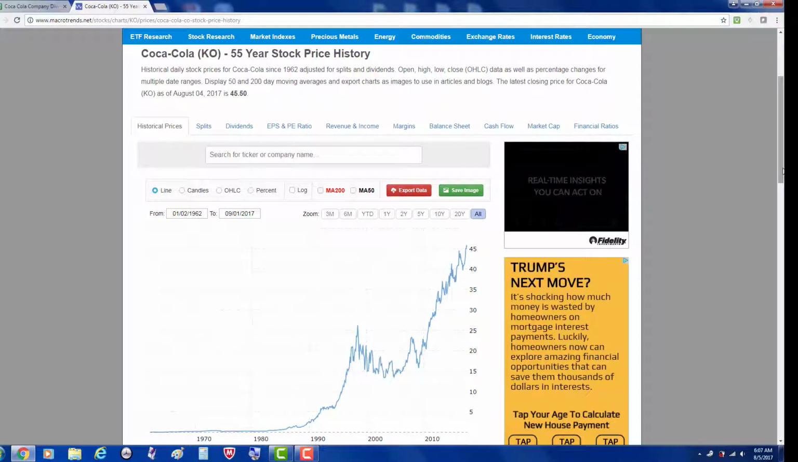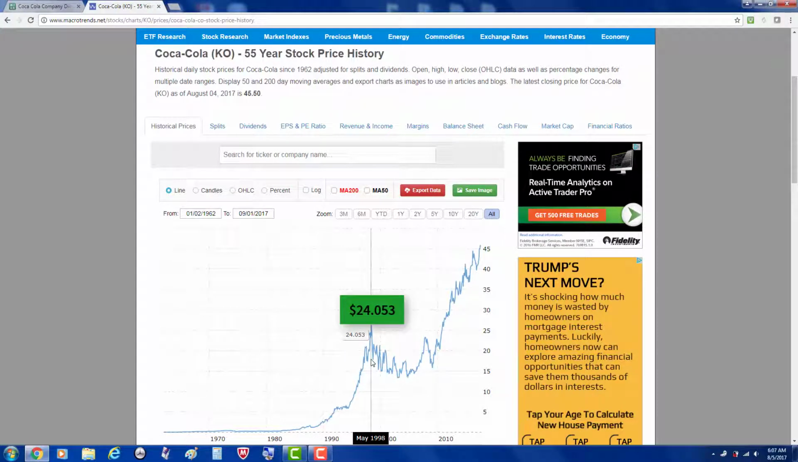Now, Coca-Cola's historical chart looks a lot like the S&P 500 video, with very little growth until 1990. Near the height of the tech bubble in May 1998, the stock was trading for about $24 a share. It dropped with the rest of the market, then rose again with the market in 2007 to about $23 a share, before dropping again in late 2008. But it's the most recent run here that I want to look at today.